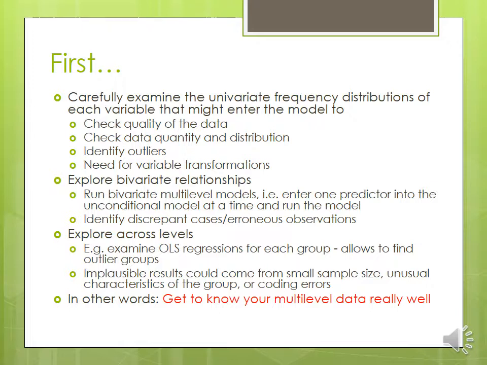So the first step is to carefully examine the univariate frequency distributions of each variable that you might enter into the model. So you check the quality of the data. You check also the quantity and the distribution. This is especially important to have an understanding about your cluster sizes, number of clusters and cluster sizes. We talked a little bit about power and distributions. You want to identify outliers just as you would do in any other analysis, and then you want to assess the need for variable transformations.